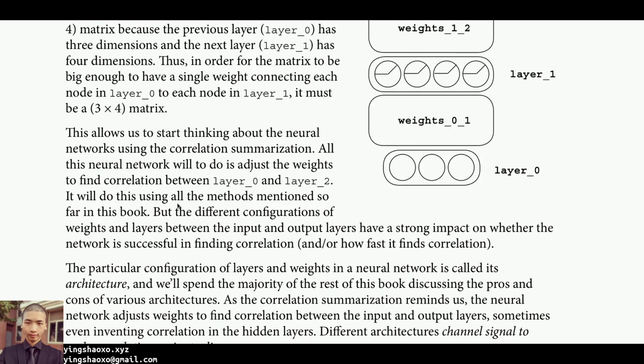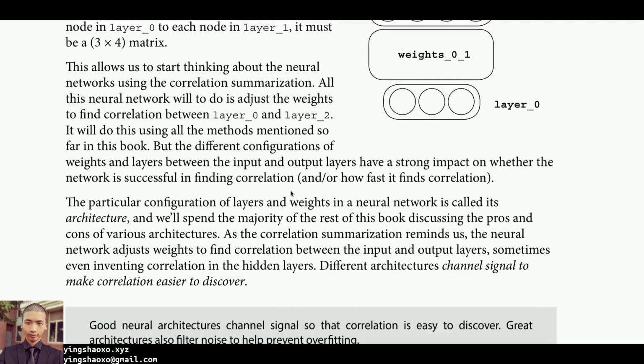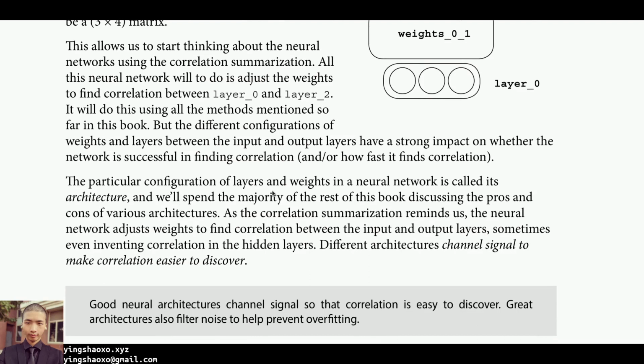It will do this using all the methods mentioned so far in this book, but the different configurations of weights and layers between the input and output layers have a strong impact on whether the network is successful in finding correlation. The particular configuration of layers and weights in a neural network is called its architecture, and we will spend the majority of the rest of this book discussing the pros and cons of various architectures.